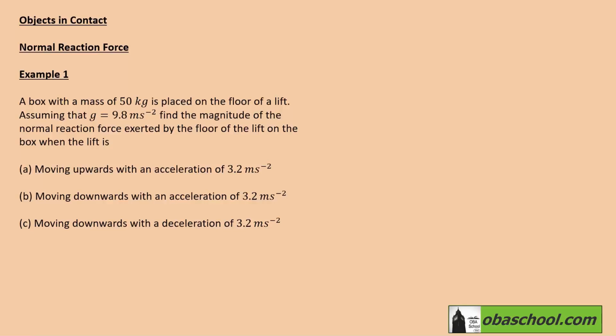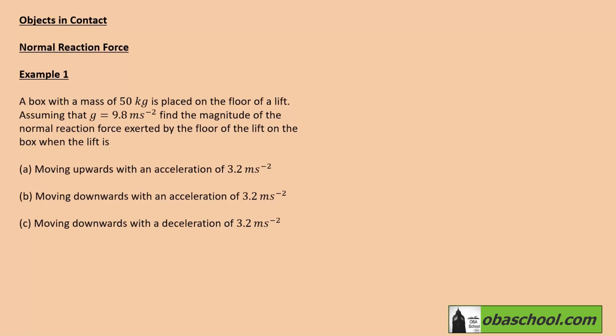A box with a mass of 50 kilograms is placed on the floor of a lift. Assuming that g is equal to 9.8 meters per second squared, that's the acceleration due to gravity, find the magnitude of the normal reaction force exerted by the floor of the lift on the box when the lift is, and then we have three scenarios.